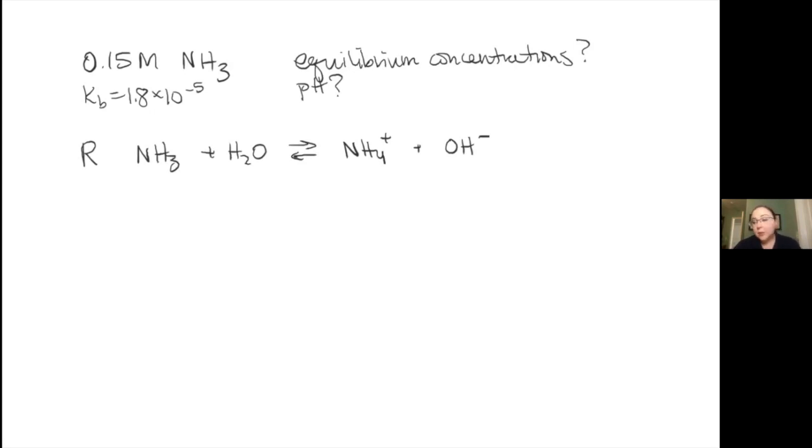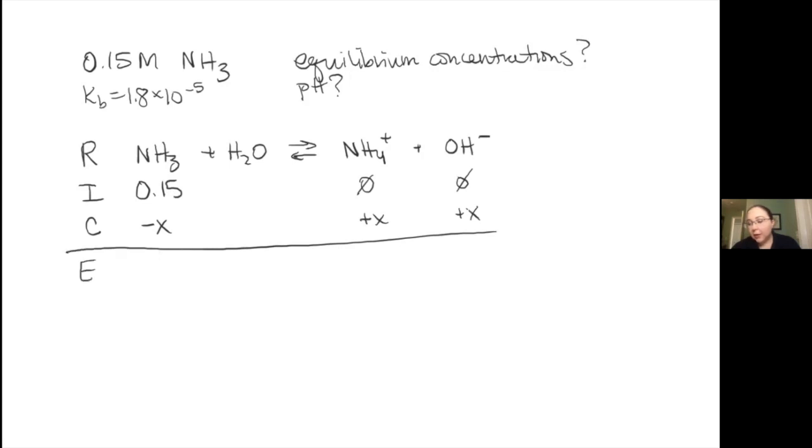And what we're going to do is put in our initial concentrations. The only one we know is 0.15 molar for NH3. They didn't tell us anything about these, so we're going to call them 0. We're going to lose a little bit of this. We're going to gain a little bit of these. And at equilibrium, we have 0.15 minus x, x, and x. Okay, so now I'm thinking I need to use my Kb.